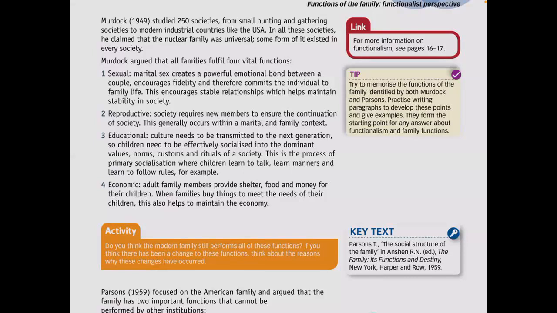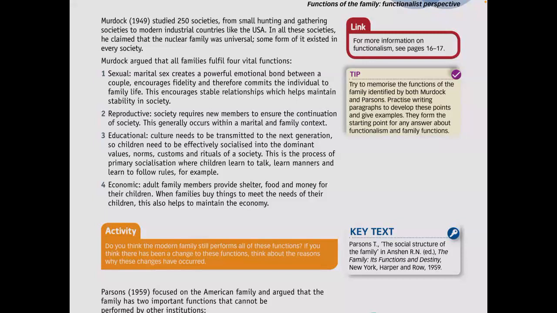Sexual basically means that people get attracted, and they have this emotional bond between each other. They feel committed to each other, they have sexual intensity between each other, and that is what encourages them to have a family, a stable family. So marital sex creates a powerful emotional bond between a couple, encourages fidelity, and therefore commits the individual to family life. This encourages stable relationships, which helps maintain stability in society.